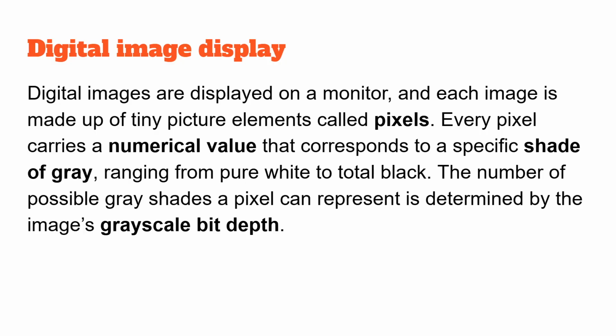The number of possible gray shades a pixel can represent is determined by the image's grayscale bit depth. I'll give you the book definition of grayscale bit depth. It is the number of shades of gray that can be stored per detector element and displayed per pixel. It ranges from 8 bits to 32 bits.